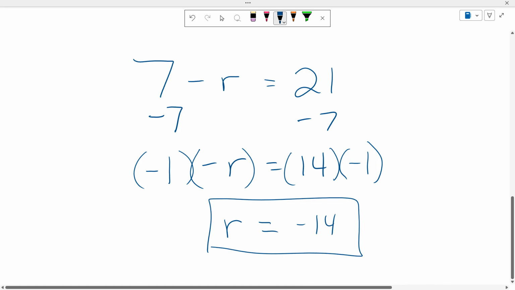Okay? So this was a two-step problem. First we subtracted 7, and then we multiplied each side by a negative 1.